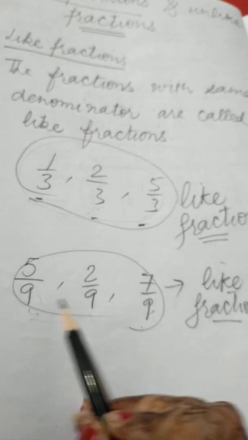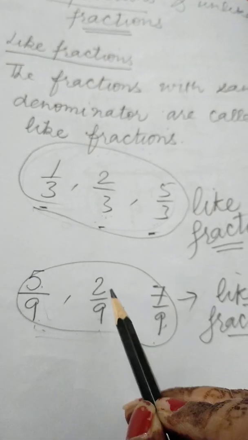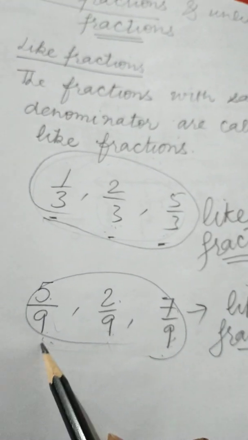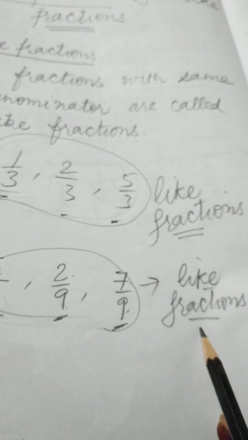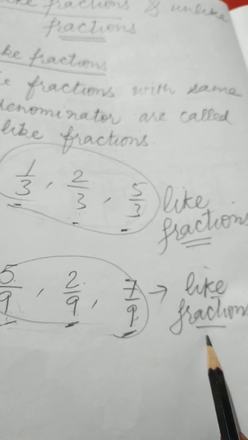And here you can see one more example. 5 over 9, 2 over 9, 7 over 9. All these have the same denominator. So these are also like fractions. Yes. Now what are the unlike fractions?